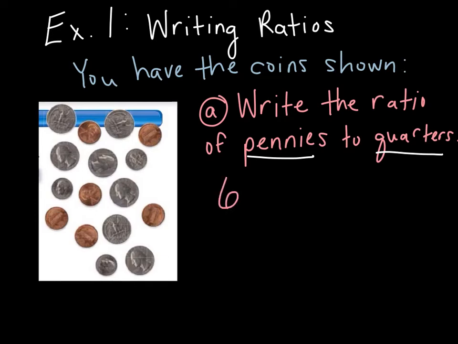And you can do it in word form, you can do it in symbol form. I'm going to go ahead and use symbol. And then it says compare that to the number of quarters. So we've got 1, 2, 3, 4, 5, 6, 7 quarters. So we put that second. So the ratio of pennies to quarters would be 6 to 7. And that would be your final answer. And notice we didn't do anything with the dimes in here because they didn't ask us to use that in the comparison. So we just stuck with the pennies and the quarters.